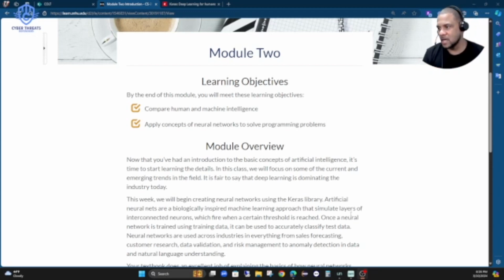The way we're getting there is definitely by doing what we are doing: learning the basics and making improvements every single time. So this week, you're going to see different machine learning models, and we're going to compare the way the human brain actually works and how machine intelligence operates. We're going to apply those concepts of neural networks to solve programming problems. How are neural networks connected? How do they work? And one of the main ones is the Keras library.